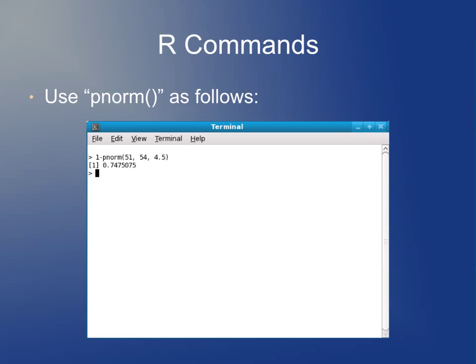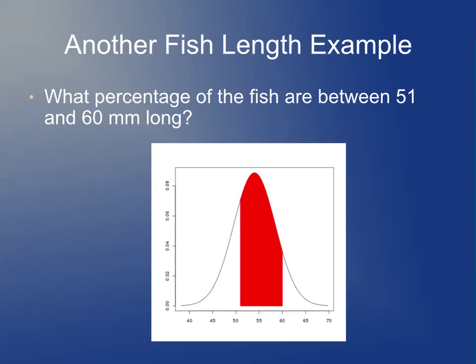So we just say 1 minus pnorm(51, 54, 4.5). That means we subtract the white portion of the graph from 1. We're left with the red portion, which is about 74.75%. And we can extend this further.